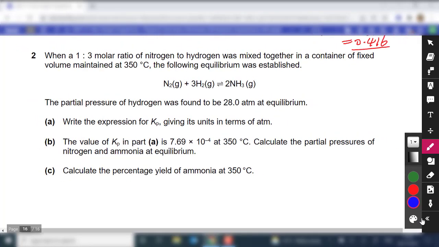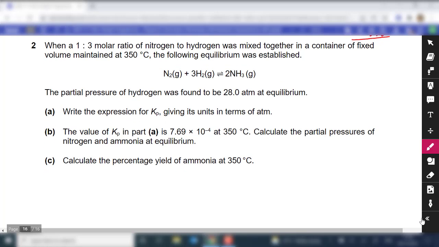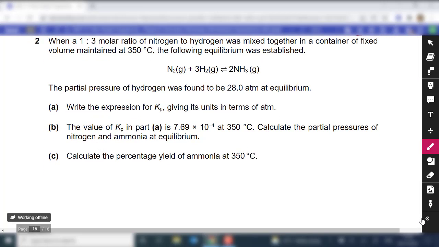Okay, so for question 2, you are told that you are given a 1:3 molar ratio of nitrogen to hydrogen, and they were mixed together in a container of fixed volume at 350 degrees Celsius. And then, of course, the following equilibrium was established. And the partial pressure of hydrogen was found to be 28.0 atmosphere at equilibrium.